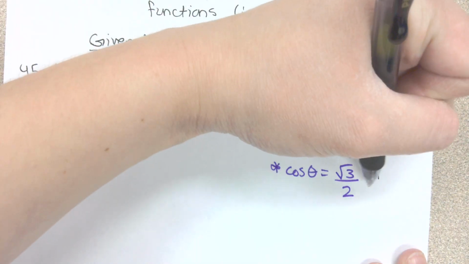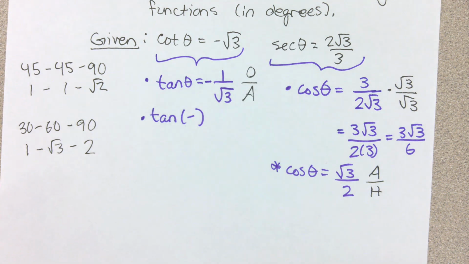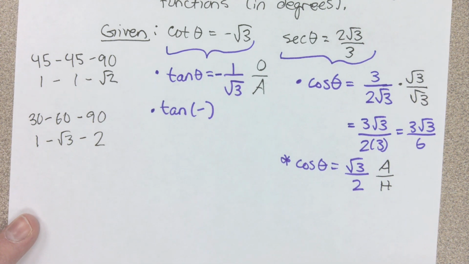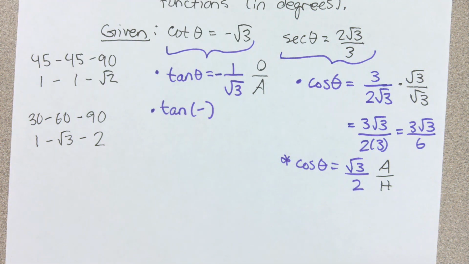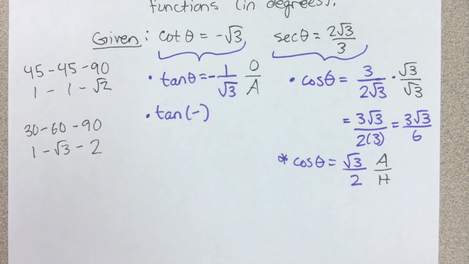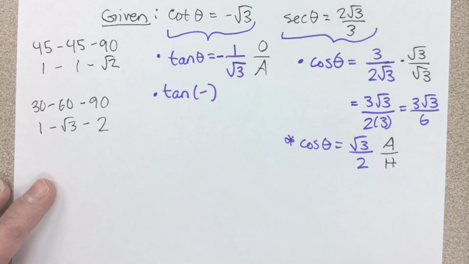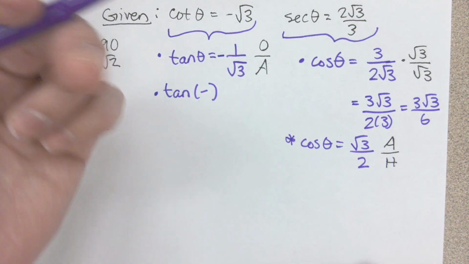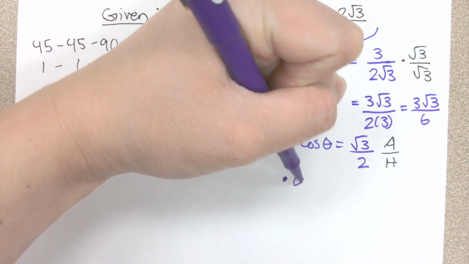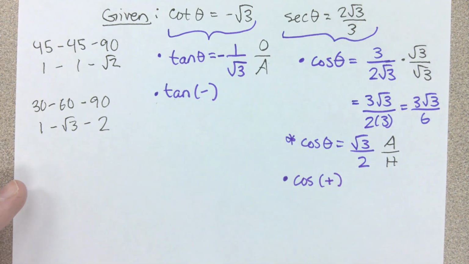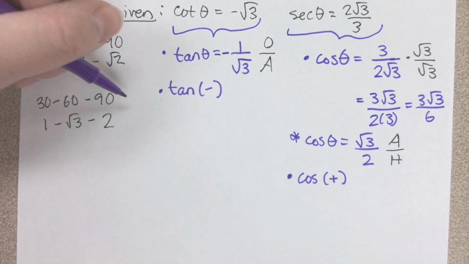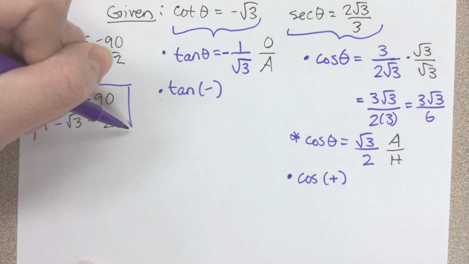That gives us A over H. And notice here the A is positive. So now we know A is positive rad 3, O is negative 1. And the other piece of information, cosine is positive. And we know that this is a 30, 60, 90 triangle.